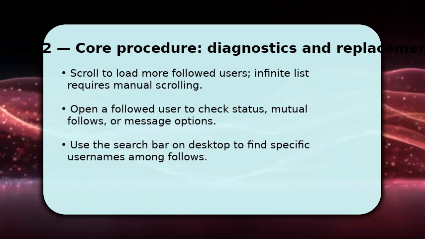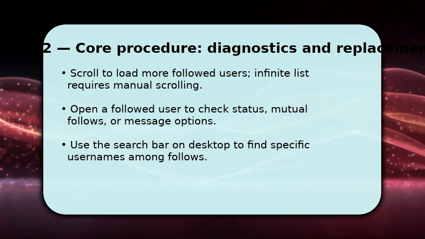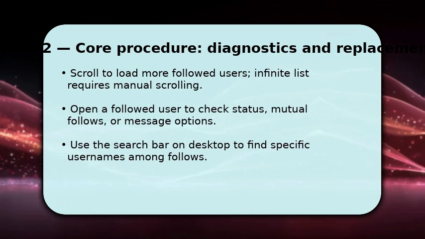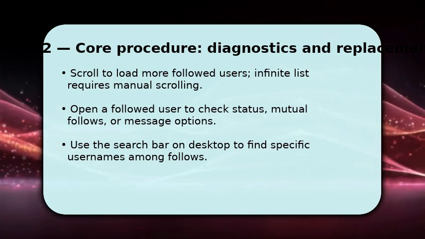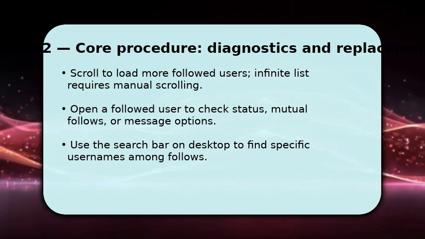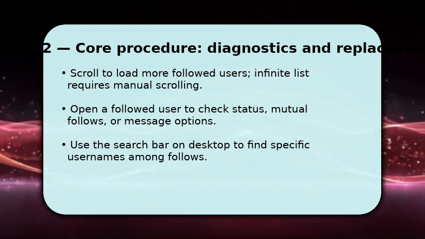If you want details, tap a user to open their profile. There you can see mutual follows, badges, and friend or message buttons. On desktop, use the profile search box to jump to a name quickly. On mobile, scroll until you find them to inspect what they've been doing.